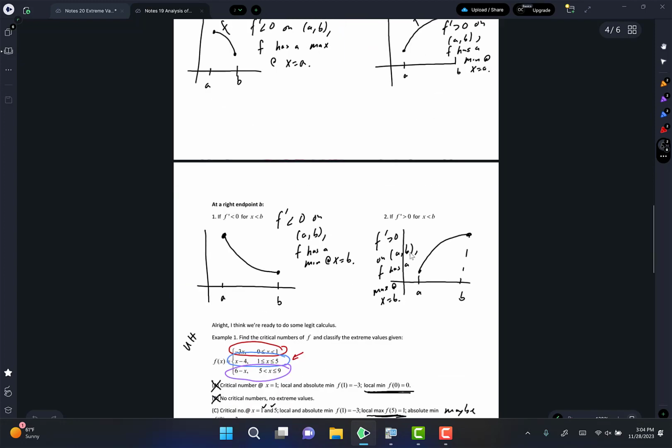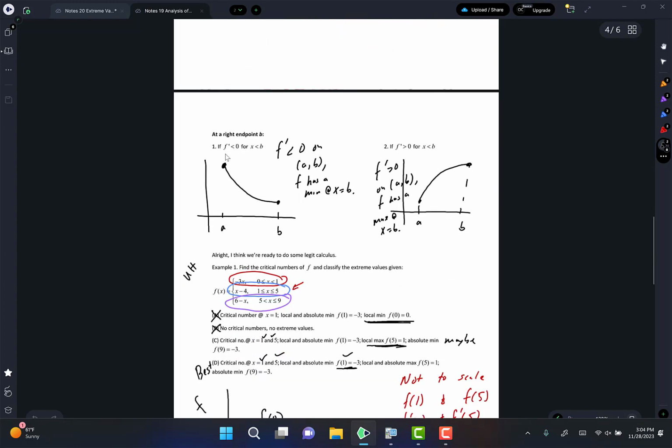That's these notes. Make sure to look at it, guys. At a right endpoint, if the derivative is negative, you're down there. The derivative is negative, you keep going down, bam. That's a min. Do you see how the right endpoint's a min? Cool or not cool? Cool.